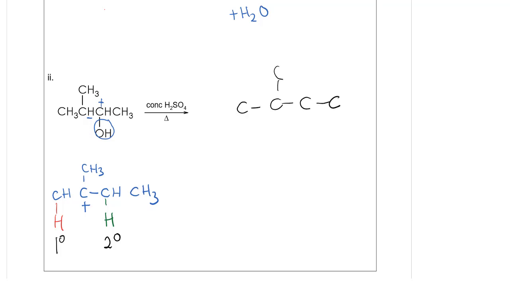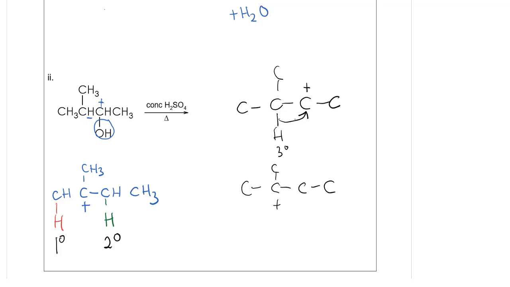So we look again. The carbon that loses OH will become the carbocation. We need to think first whether this one can undergo rearrangement or not. This one can undergo rearrangement because next to the carbocation there is a tertiary hydrogen. So we can rearrange. So move here, and this one will become the carbocation.